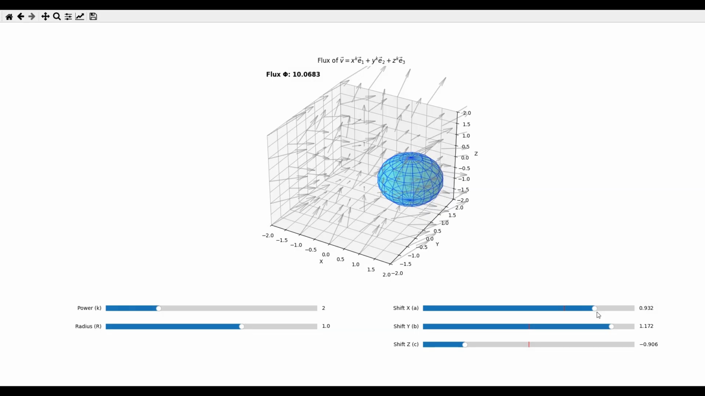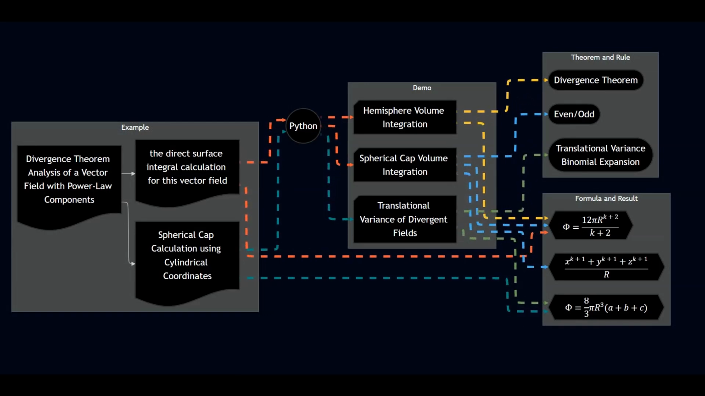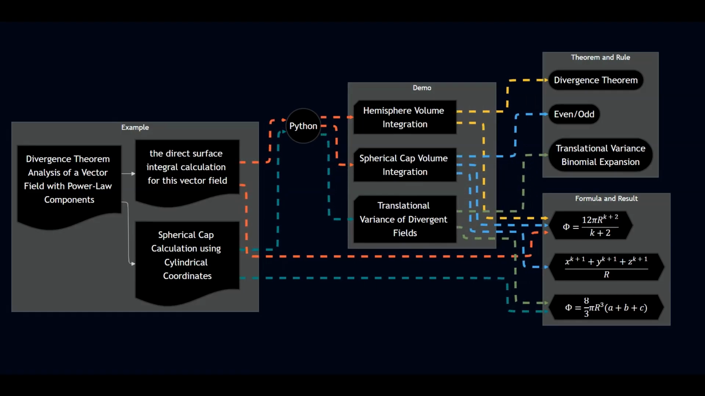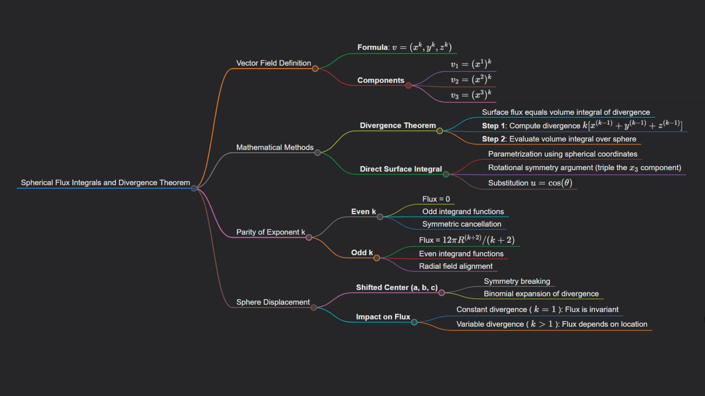The changing flow case. If the flow gets stronger as you move further from the center, shifting the sphere breaks the perfect symmetry. The side of the sphere further from the origin will experience a much stronger flow than the side closer to it. Consequently, the cancellation that resulted in zero flux no longer occurs, and the total flux begins to increase as you move the sphere into stronger regions of the field.